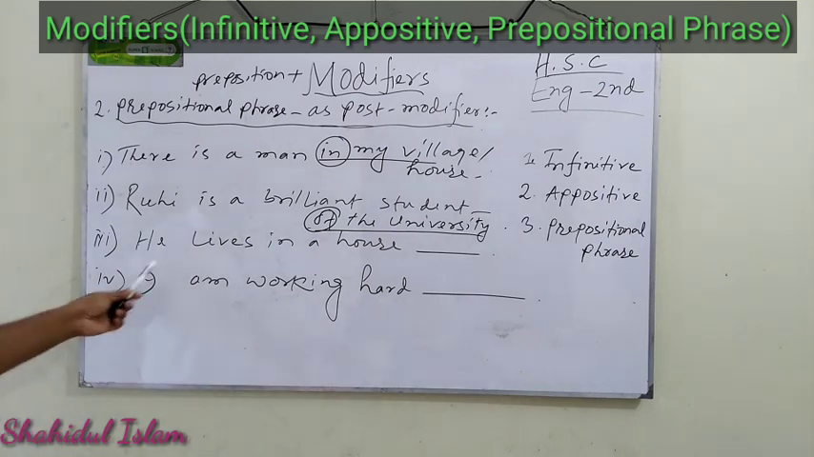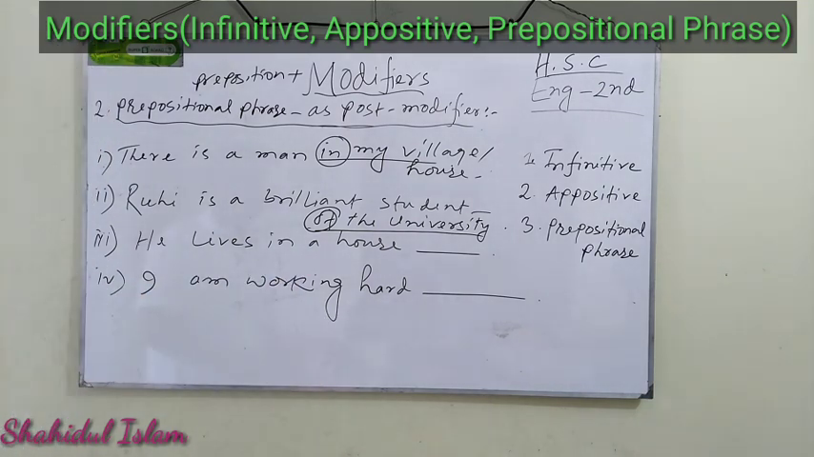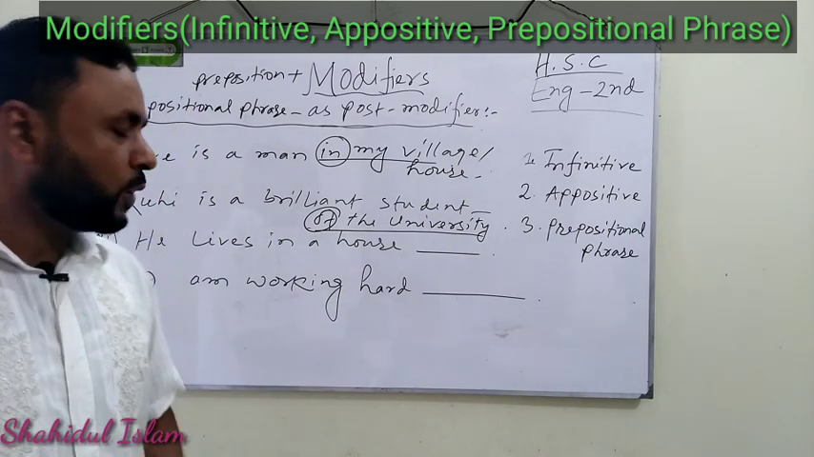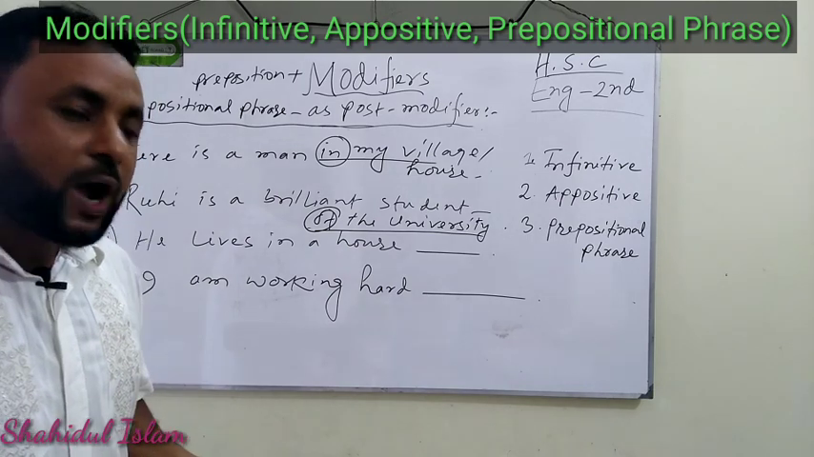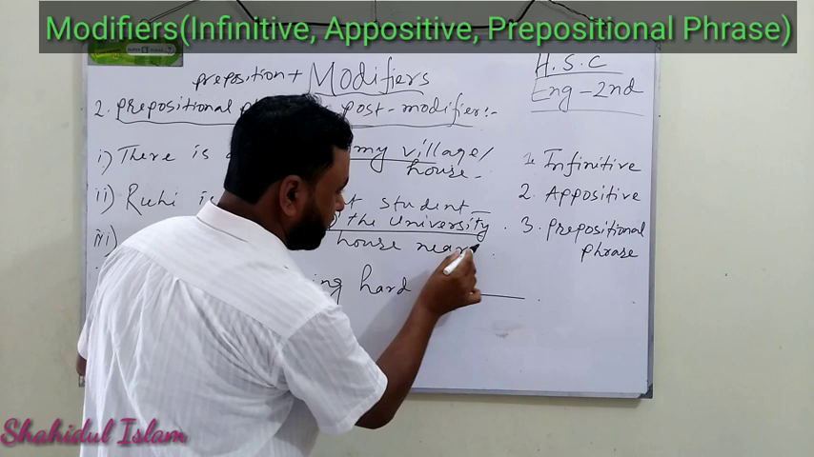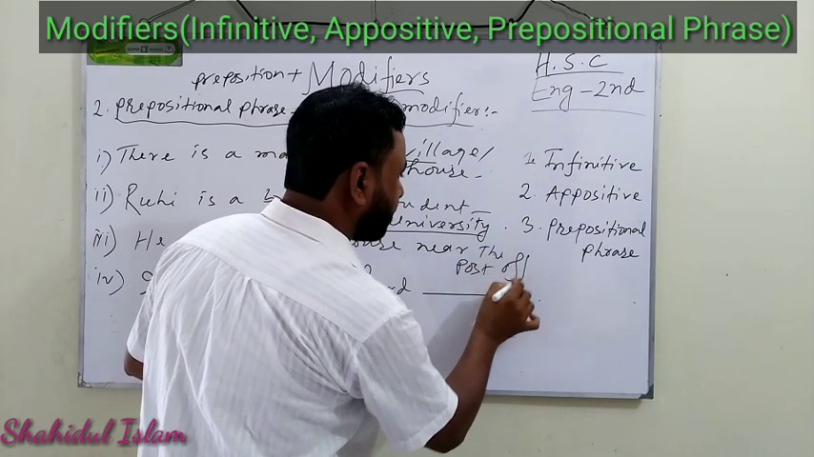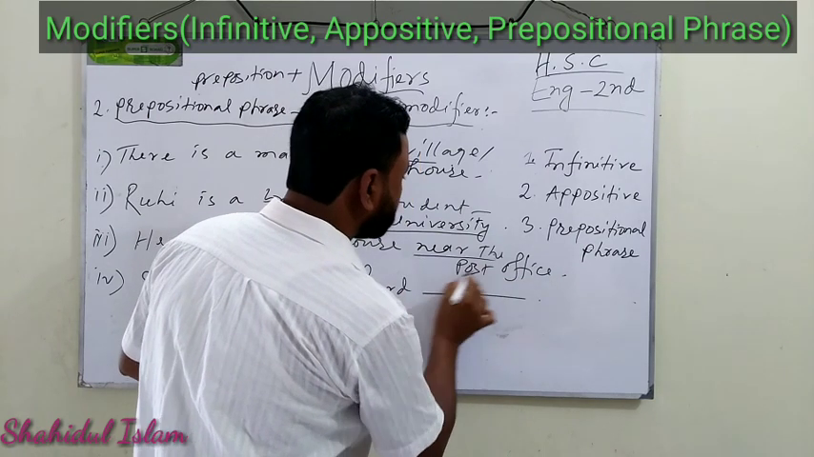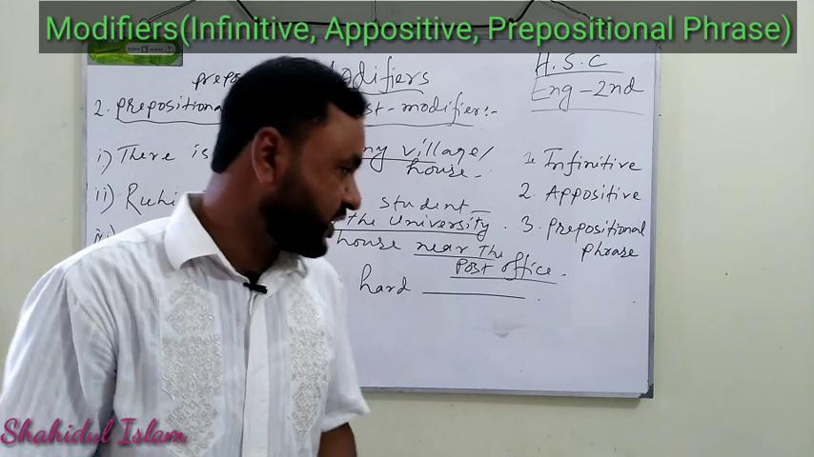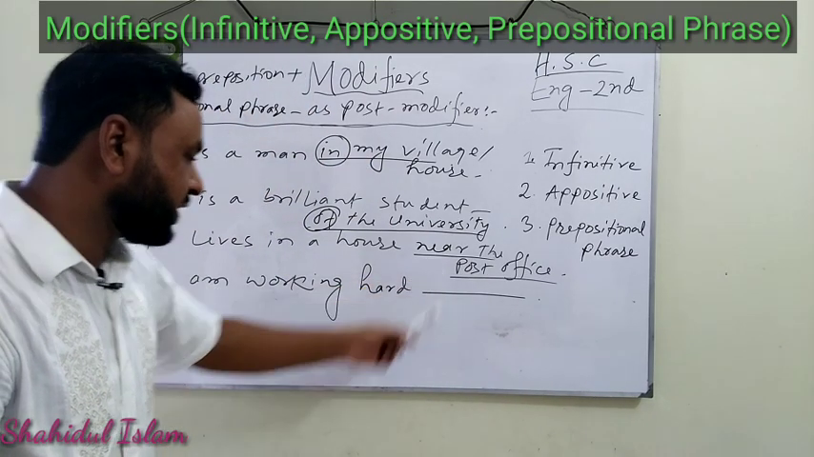Number 3: He lives in a house. What kind of words can you use here? He lives in a house near any kind of place you can use. Near the post office. He lives in a house near the post office, near the college, near the cemetery, etc. And here you will find the preposition near.